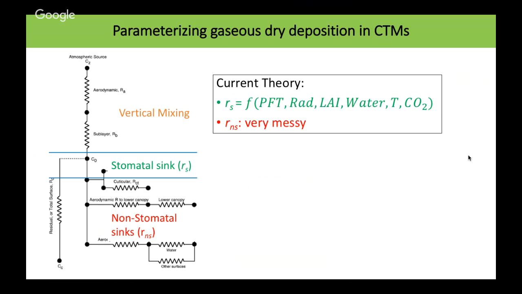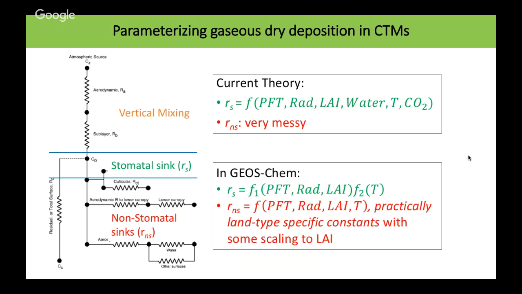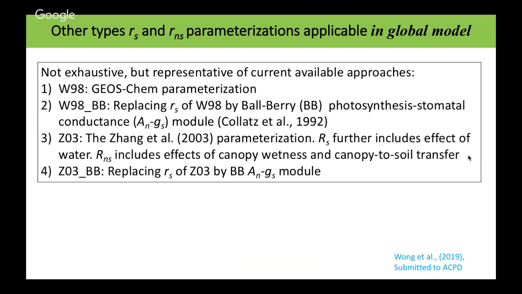Thanks to Amy's presentation, now we know that in GEOS-Chem, we actually miss out on something like the effect of CO2 and water vapor for the stomatal resistance, and for the non-stomatal resistance, it's practically some sort of land type specific constant with some scaling to leaf area index. So we explore the impact of the choice of surface sink parameterization that are applicable in global models, to see how they affect simulated surface ozone concentration.